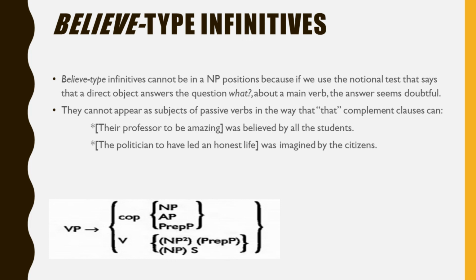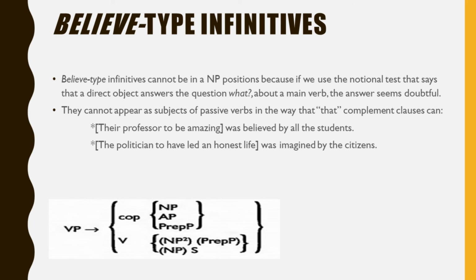The next question to answer is what position these infinitives occupy in the structure of the whole sentence. Are they direct object noun phrases as we argued for that clauses? The answer seems doubtful if we use a notional test that says that a direct object answers the question what about a main verb. For example, what did the students believe? Their professor to be amazing. What did the citizens imagine? The politician to have led an honest life.